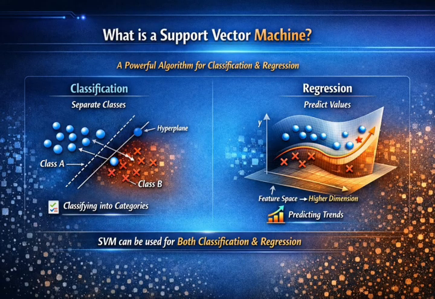Support vector machine is a supervised learning algorithm. It can be used for both classification and regression, but it is most famous for classification. The key idea is to find a decision boundary that separates classes with the maximum margin.